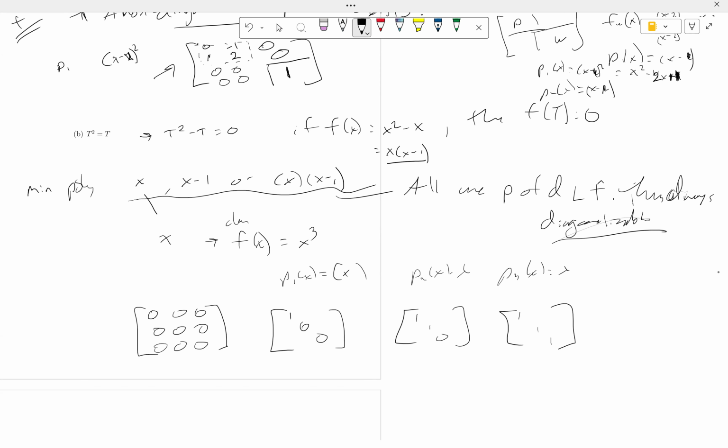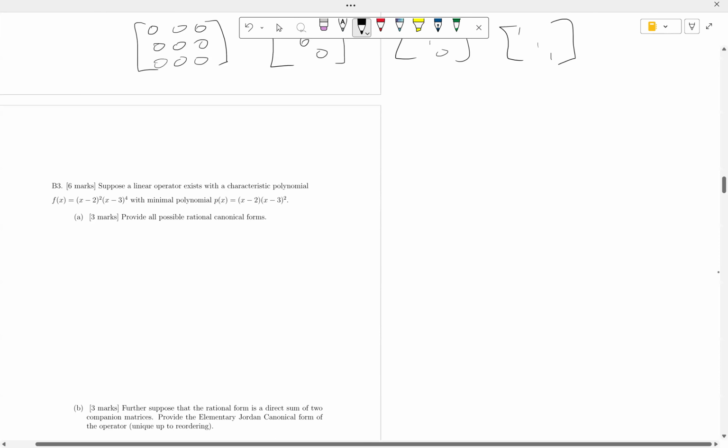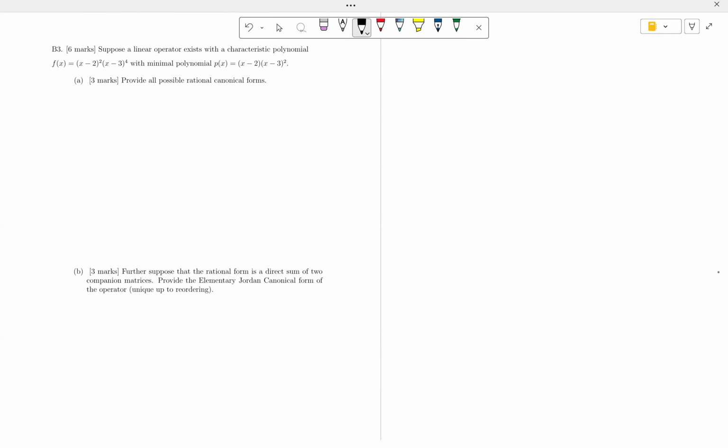Those are the possible rational forms, and it turns out they're also Jordan canonical forms. In B3, we're given a characteristic polynomial and a rational polynomial, and we're asked to break it down to figure out all the possible rational forms.